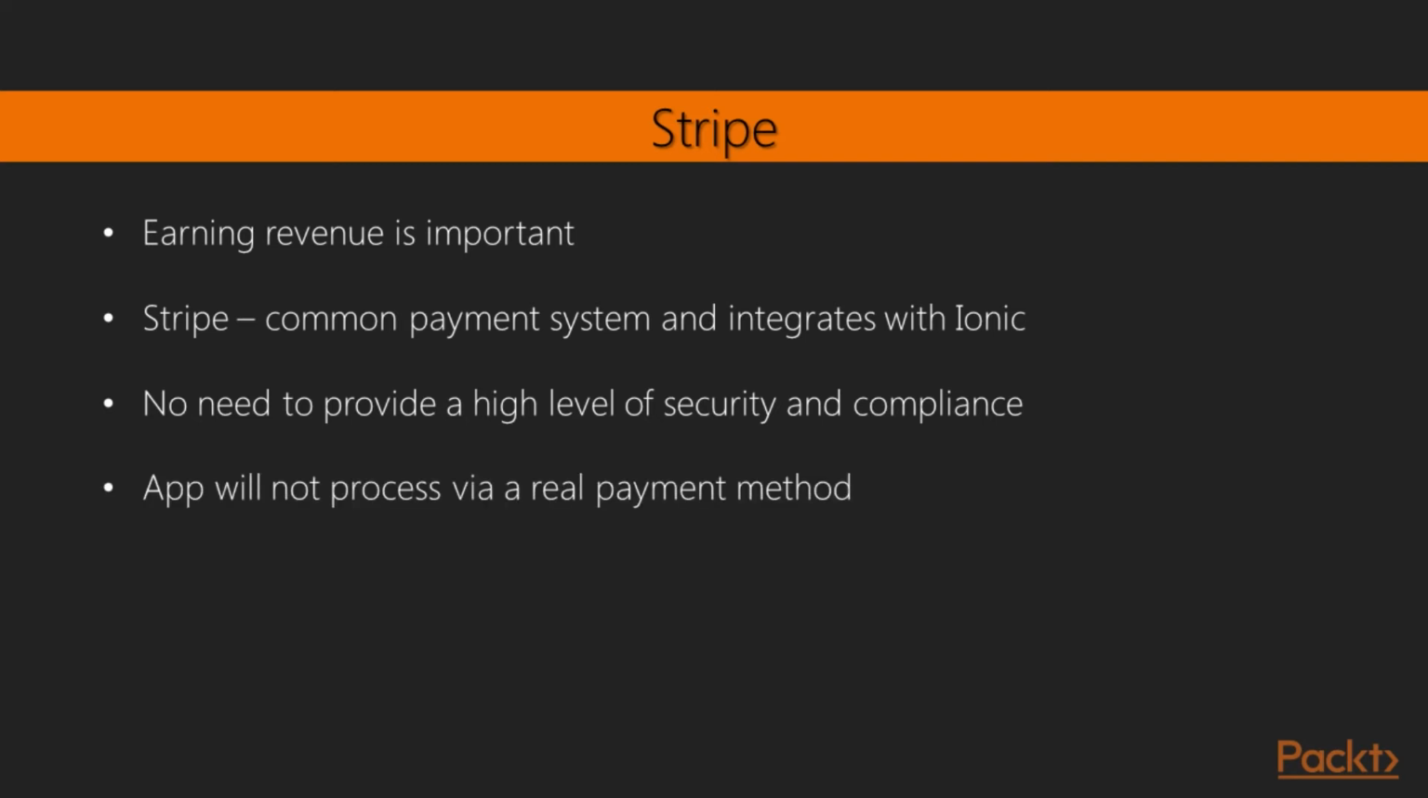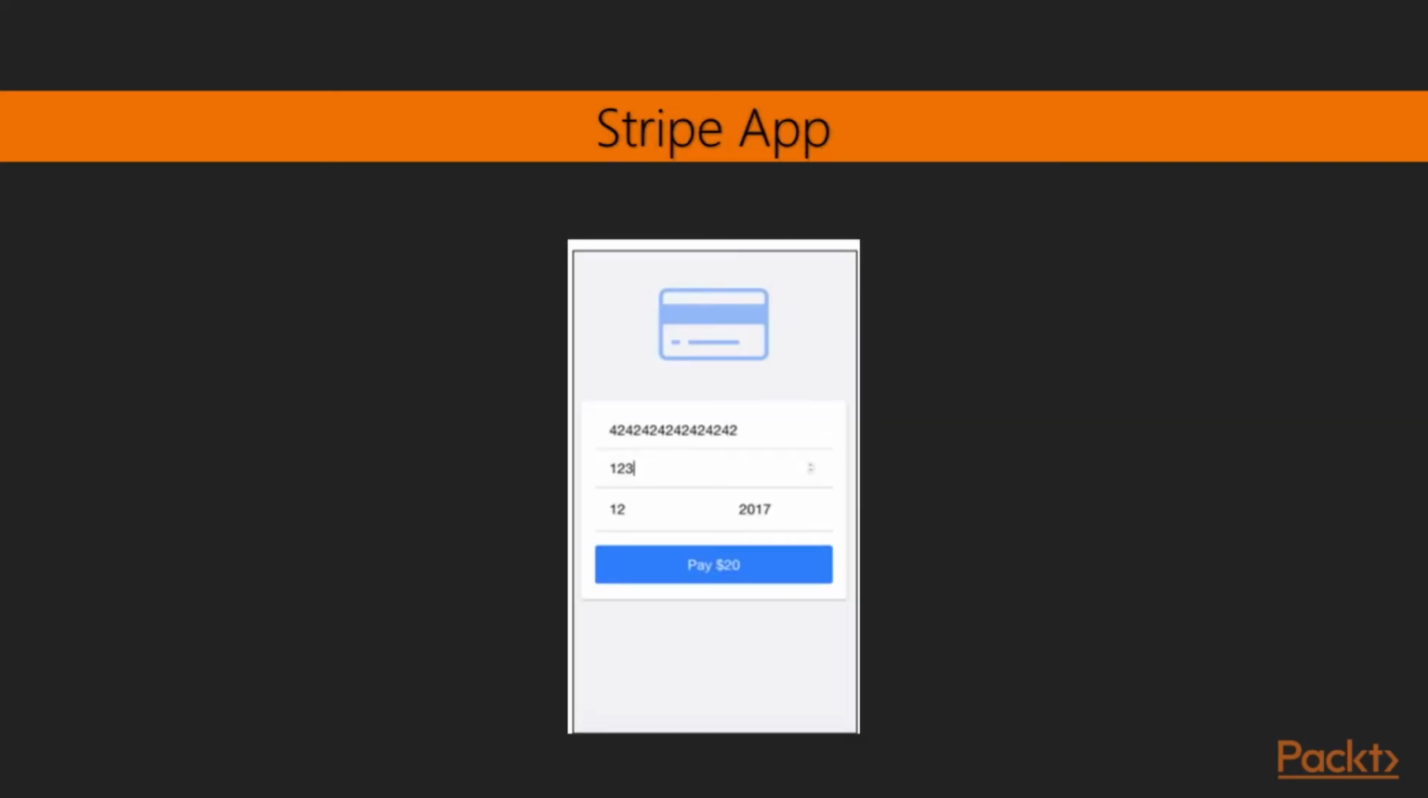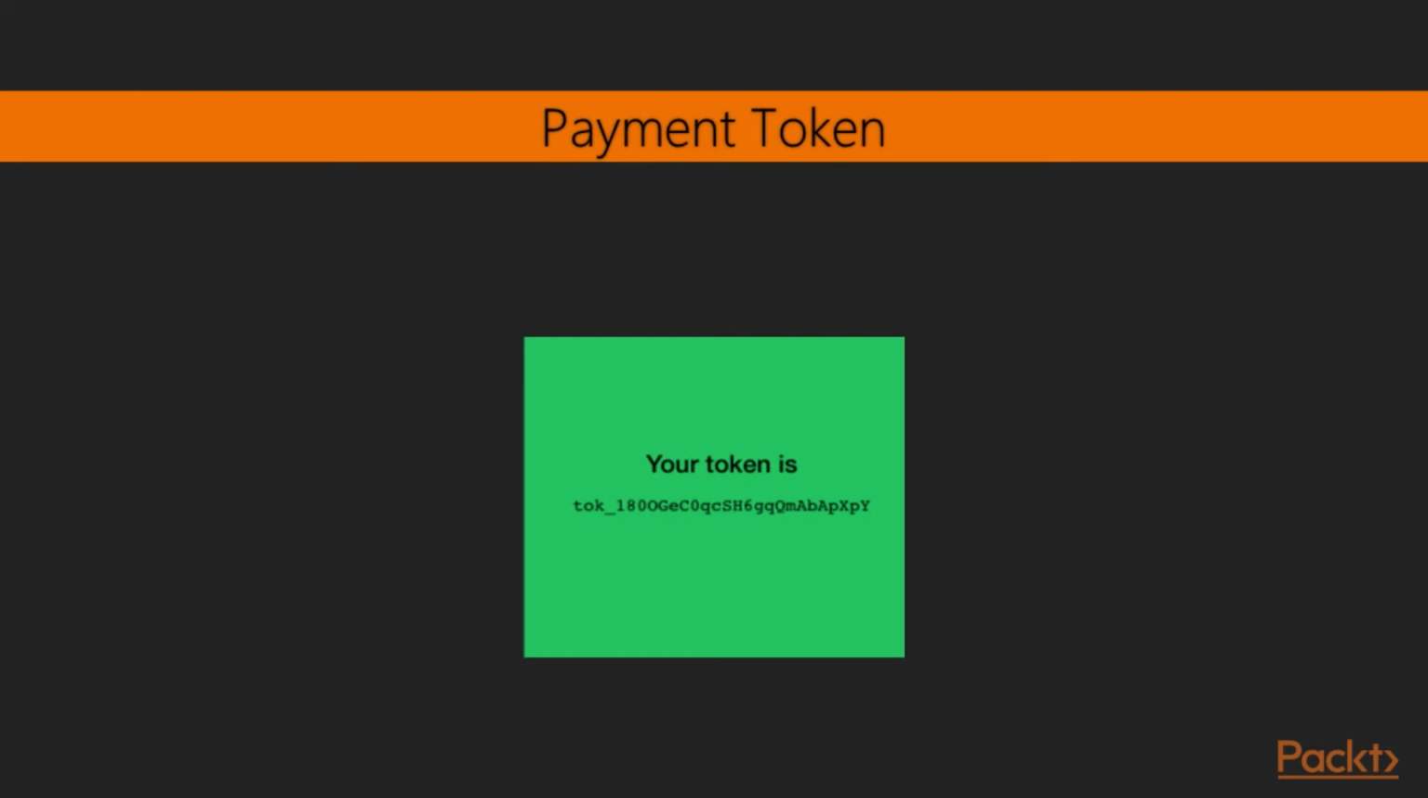Your app will not process via a real payment method because you can use a public test key from Stripe. The app will ask for a few fields to create a token. This is how your app will look. If you touch the Pay $20 button, it will take you to the next screen where you'll get the payment token as shown here. Please note, there are actually additional steps for your backend to call Stripe to authorize and process the transaction. However, it's not within the scope of this section.